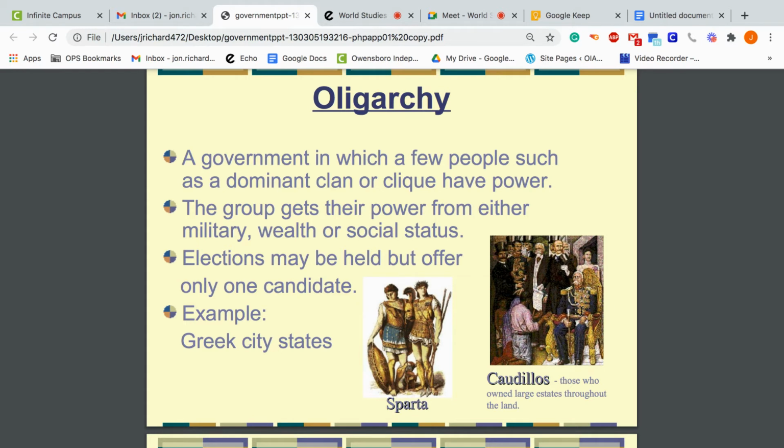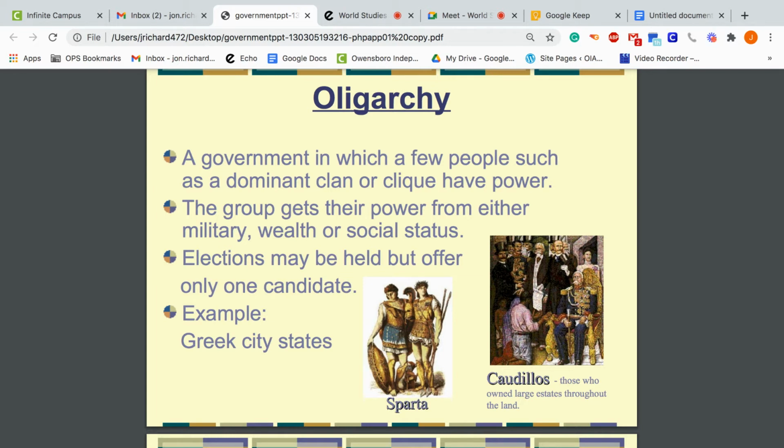So we see this in Greece. Whenever we're looking at ancient Greece, we see quite a few oligarchies in power, okay? Later in Greece, we see democracy, okay? But most of the history of the Greek city-states, we see oligarchy. And these people are groups or sets of people who gain their power from military, wealth, or social status. Okay? They gain their power through military, wealth, or social status.